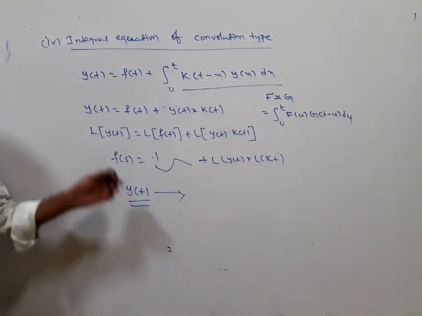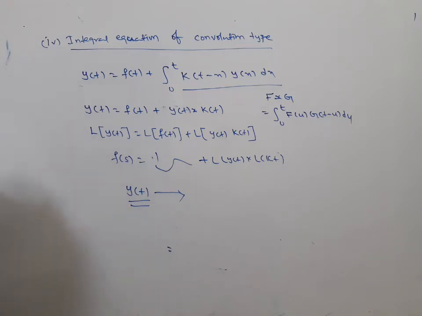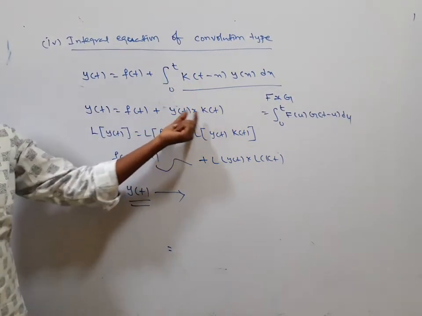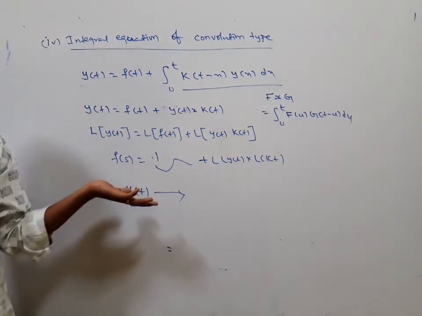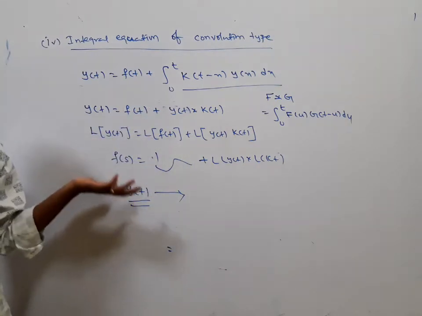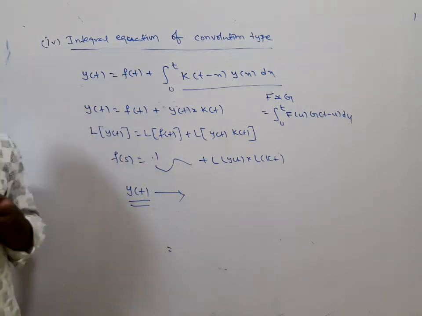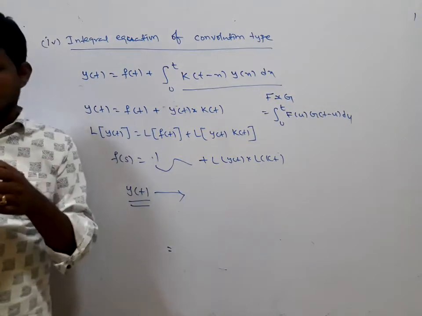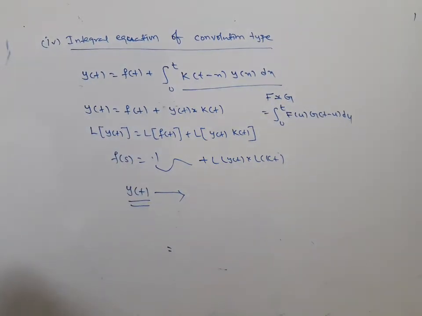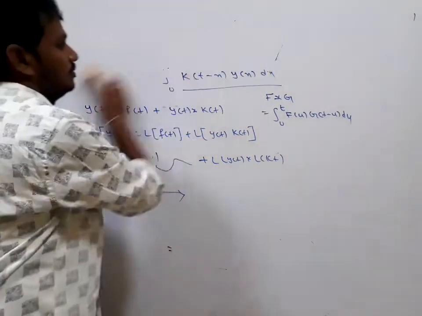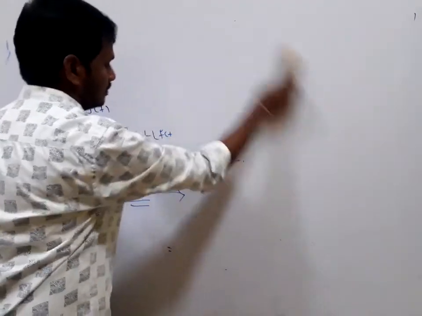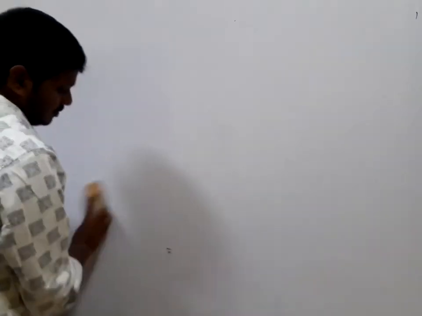Is it clear? Now we are going to solve problems on integral equations of convolution type. Simply, we replace this term by y of t star k of t, take the Laplace transform on both sides, and simplify to get the solution. The procedure is very easy if we know the convolution definition. Now coming to the problem. Solve the integral equation.